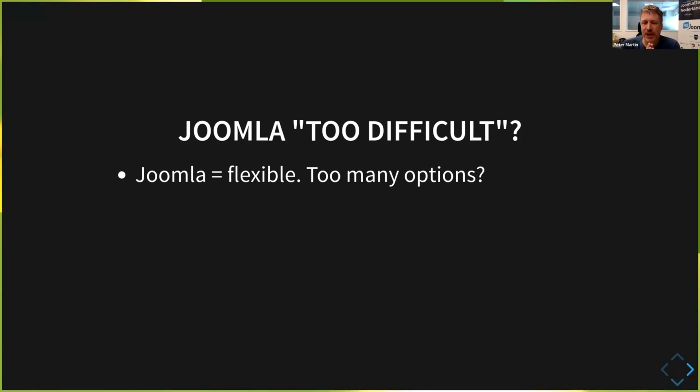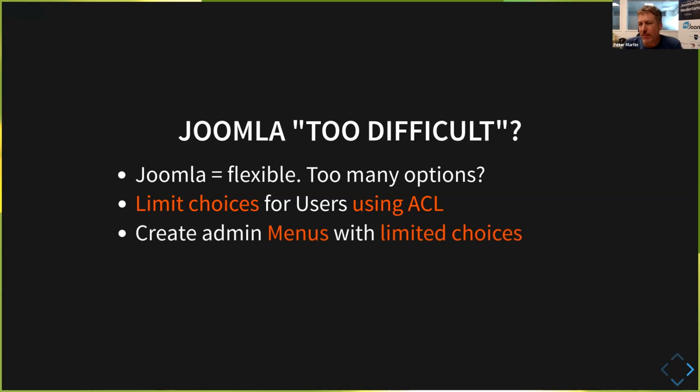I did a couple of presentations in the past. And one of the things is that Joomla is so flexible, but it has a lot of options, and you can do something about that. So first of all, you can limit choices using ACL, the access control list, where you create a couple of profiles for user groups and only give them access to certain parts of the Joomla backend. You could also create admin menus for your customers and give those admin menus limited choices.